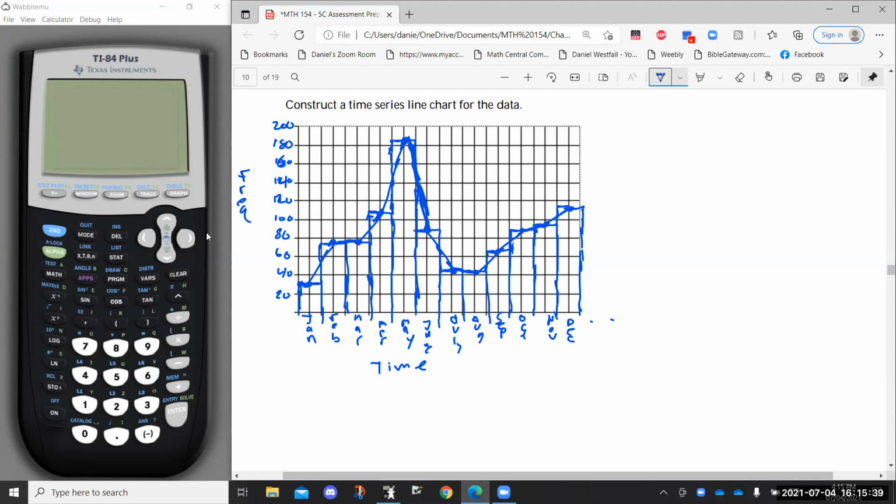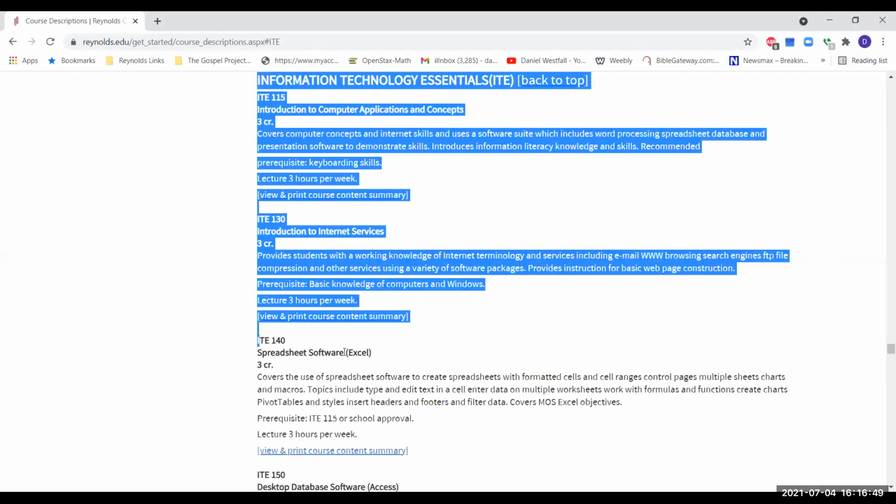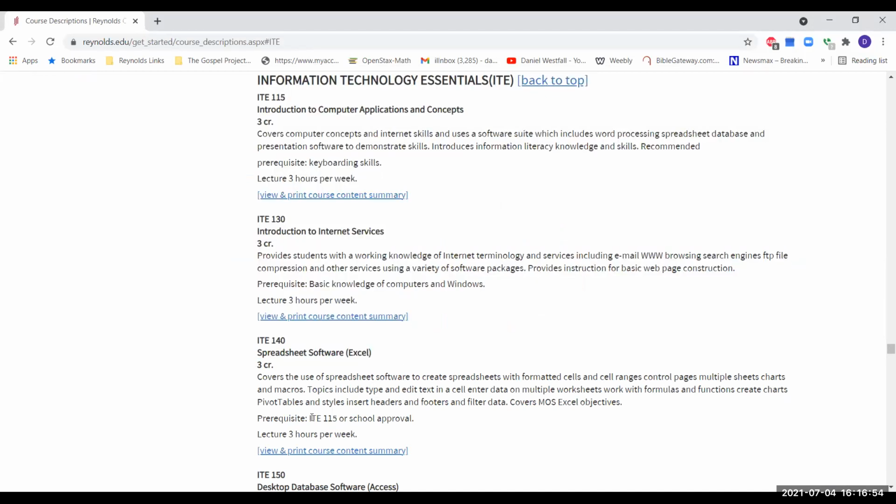But if you do have Excel questions, you want to see how to do it, there are some people in Math Central that can help you with that, or you can make an appointment. You can take that ITE class. Let me show you guys which class that is. Give me 1 second. Here it is. So ITE 140 right here is the Excel one. And its prerequisite is going to be ITE 115 or approval from the school. ITE 115 is your basic computer concepts.